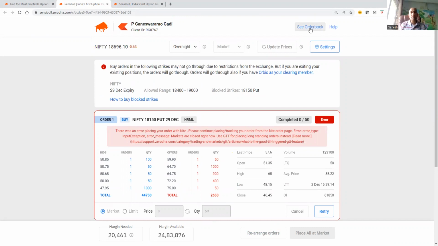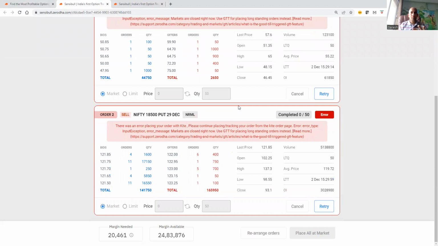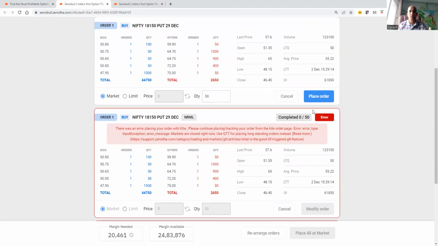This is a very good place in Sensibull to track your trade. If the trade price is fluctuating very high, you can make changes here also. You can retry very quickly. If something is not doing well, you can retry here again and make changes accordingly. This is a market order; suppose you have placed a limit order.